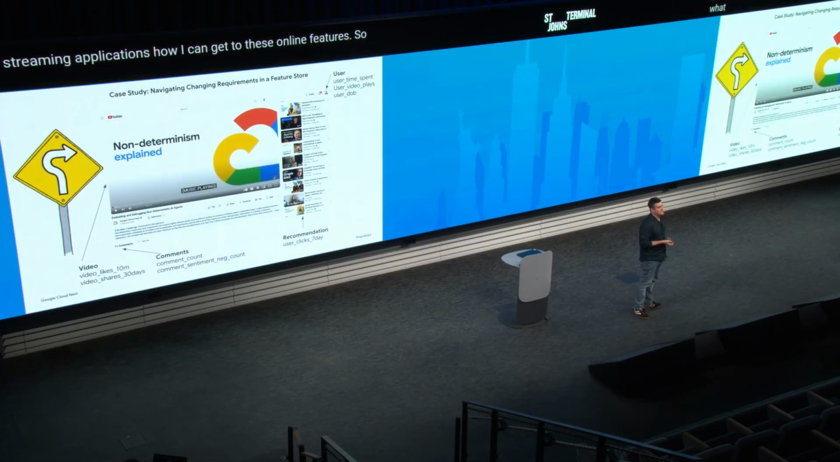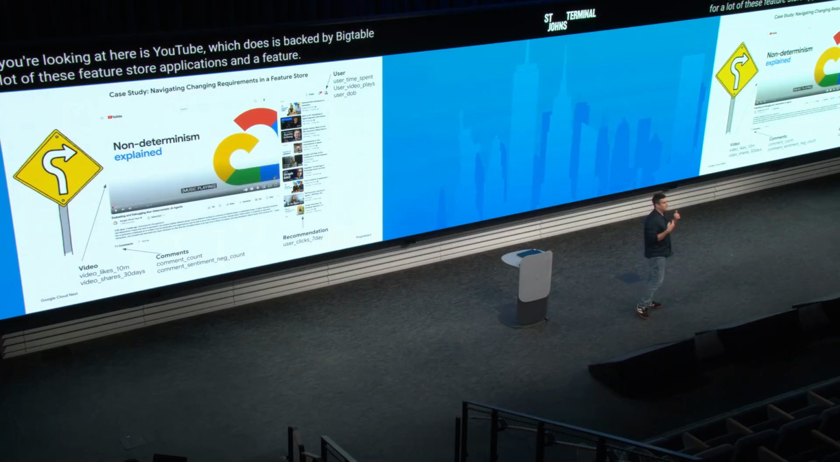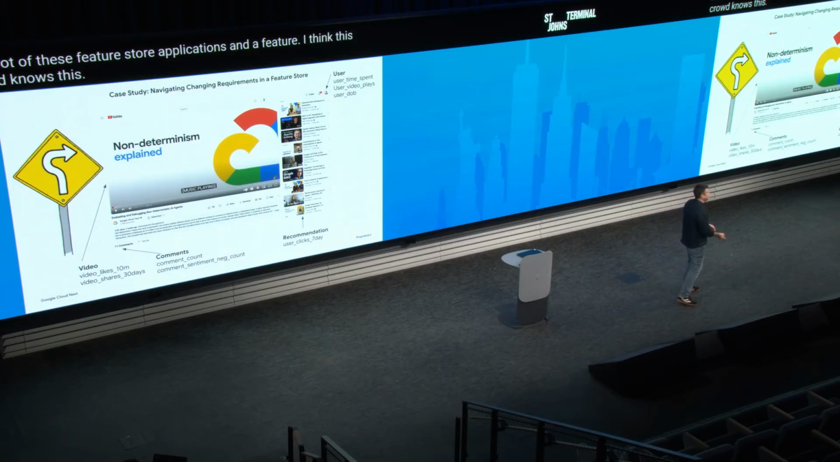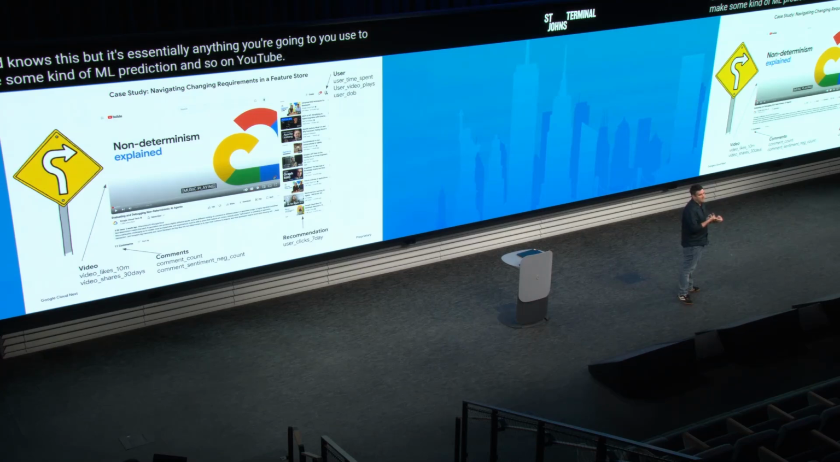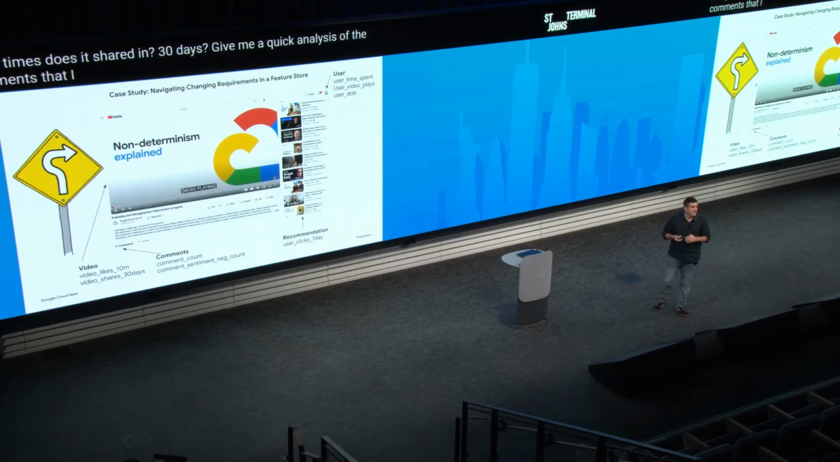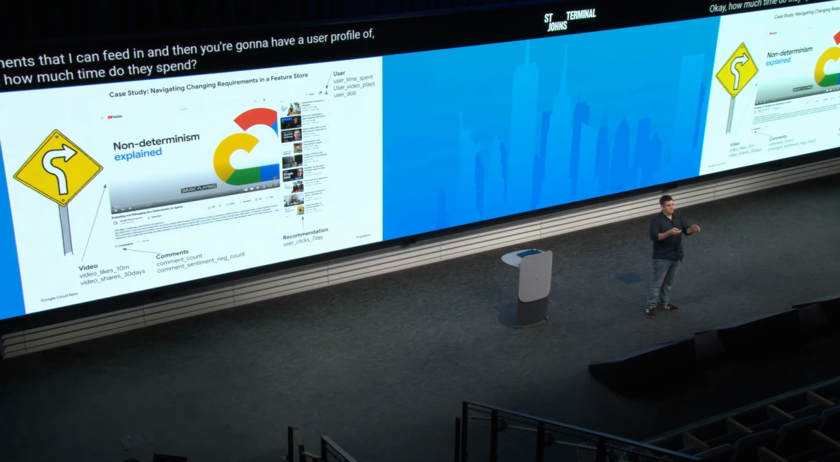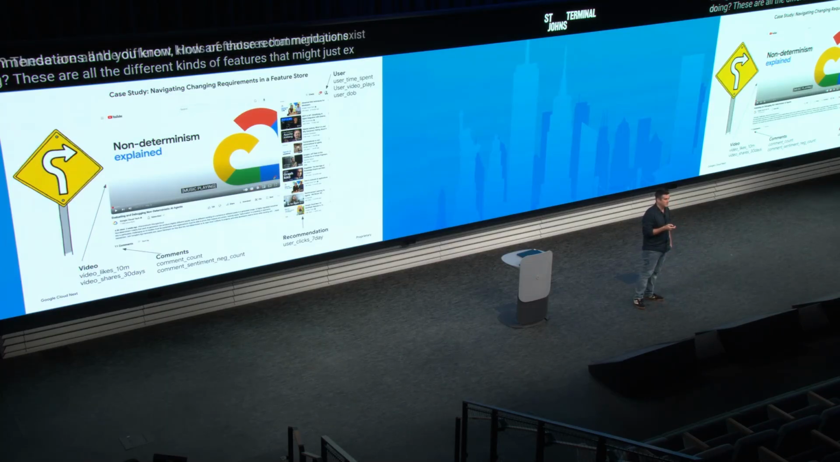So what you're looking at here is YouTube, which is backed by Bigtable for a lot of these feature store applications. And a feature, I think this crowd knows this, but it's essentially anything you're going to use to make some kind of ML prediction. And so on YouTube, you're going to have how many times was this video liked in the last 10 minutes? How many times was it shared in 30 days? Give me a quick analysis of the comments that I can feed in. And then you're going to have a user profile of, okay, how much time do they spend? And then you have your recommendations and how are those recommendations doing? These are all the different kinds of features that might just exist on a single YouTube page.